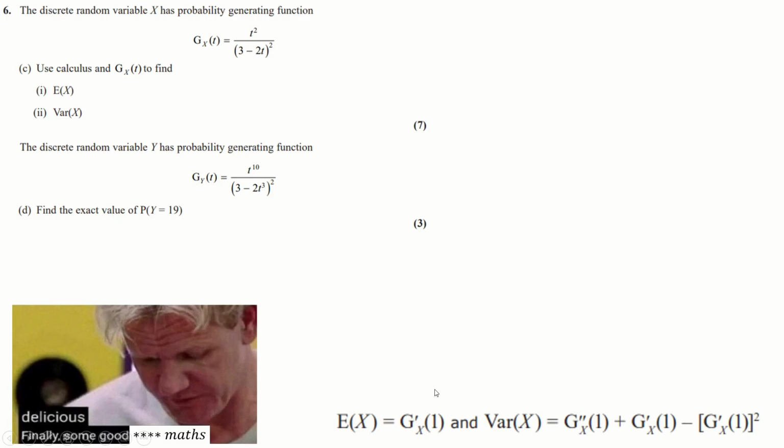Okay, and next we're actually going to do some calculus, which is excellent. If you look deep into the formula book, you'll find this. It's very hidden away, but it is in there. E of X is this, and variance of X is this. So all we have to do is differentiate this function here.